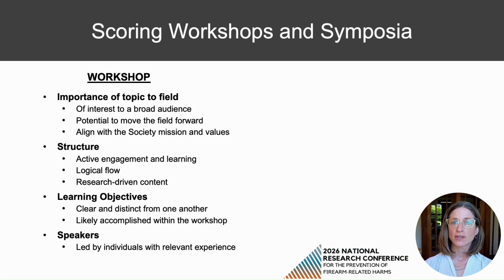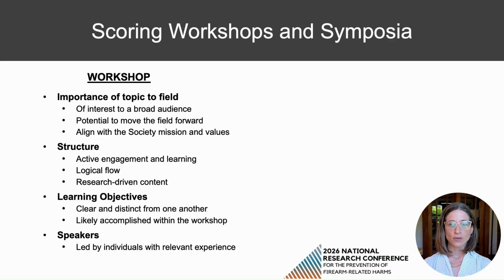Finally, I want to return to workshops and symposia. As a reminder, these are each submitted specifically to the call of interest, so either workshops or symposia. It's a separate form. And they're scored a little bit differently. For scoring workshops, reviewers focus on the importance and relevance of the topic or skills being taught, how those skills will be taught, thinking about formats that engage the audience in practice or discussion, for example, the learning objectives, and the experience of the speakers with the topic at hand.